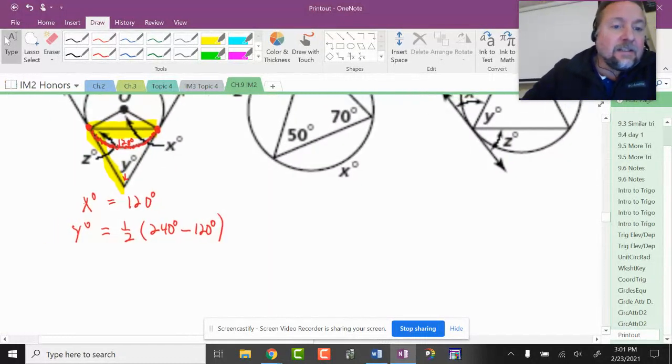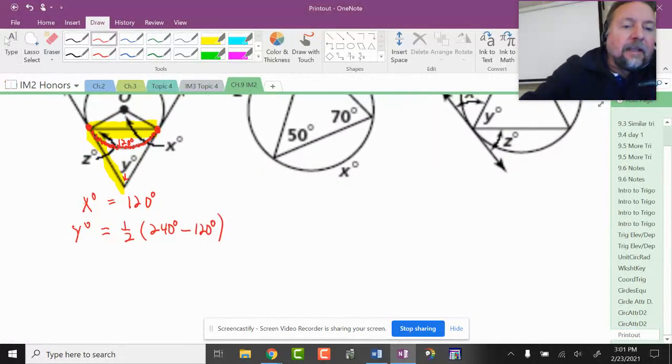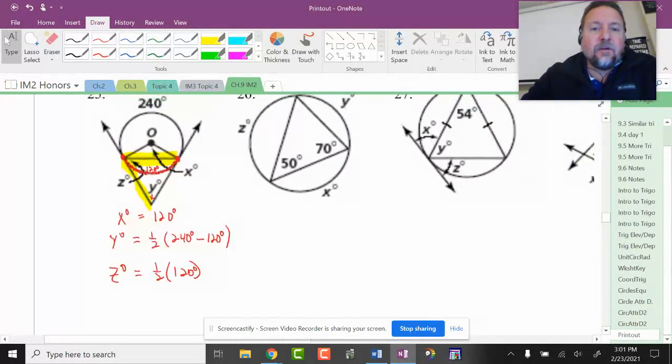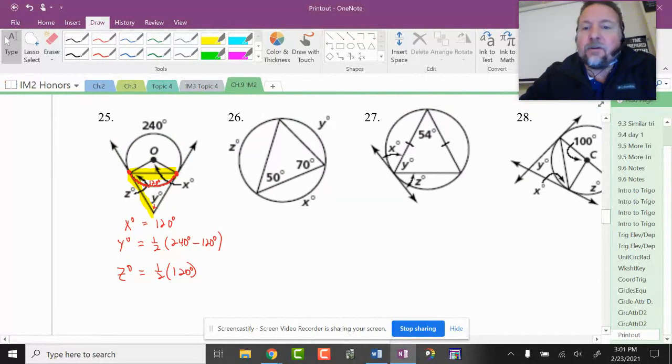So Z is an inscribed angle. And what does that mean? It is equal to, in terms of the arc it cuts, half. So it's half of 120. That's what an inscribed angle's measure is. Okay? So I think 26 is a little bit easier.